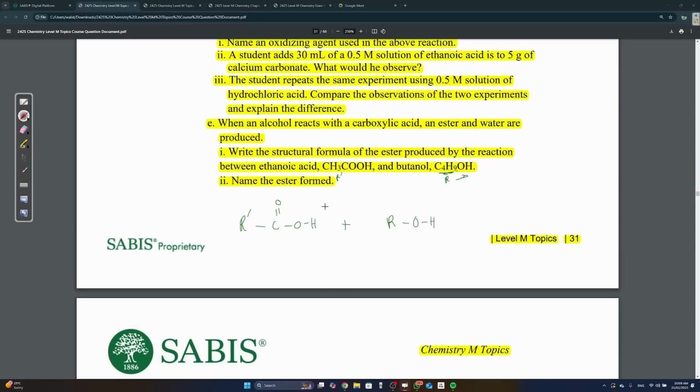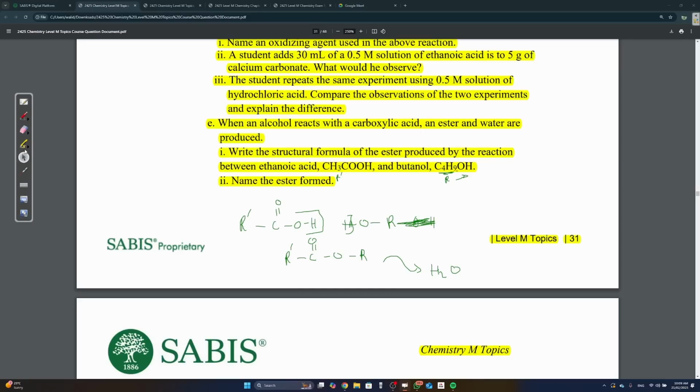Okay, what happens? I told you this goes out. Let me draw it here. And this hydrogen goes out. So what do you get? R prime bonded to C double bond O, bonded to O, bonded to R, and you have water going out.